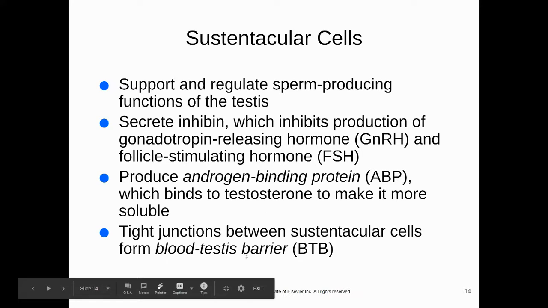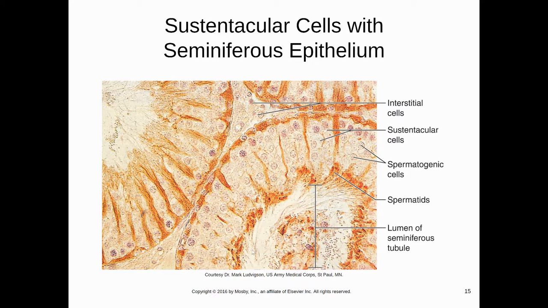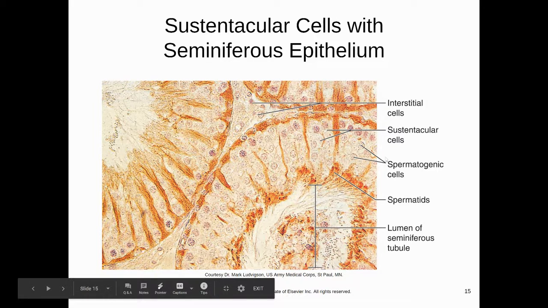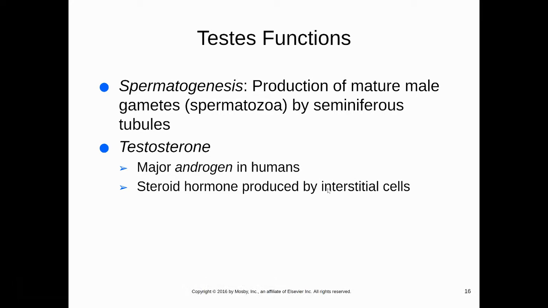We also have the blood-testis barrier, which forms an essential barrier between the spermatogenic cells. So the testes do two major things. They are the site where our gametes are produced, which is spermatogenesis. In addition, they release testosterone, which comes from your interstitial cells. It's a major androgen in humans. It kind of makes males the way they are.